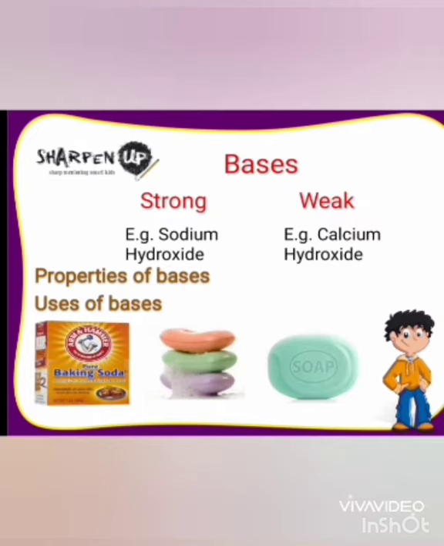Now, next one is the uses of bases. First one, bases like calcium oxide and calcium hydroxide are used to neutralize soil. Next one, sodium hydroxide is used in the preparation of soap. Next, bases like magnesium hydroxide are used in antacids.